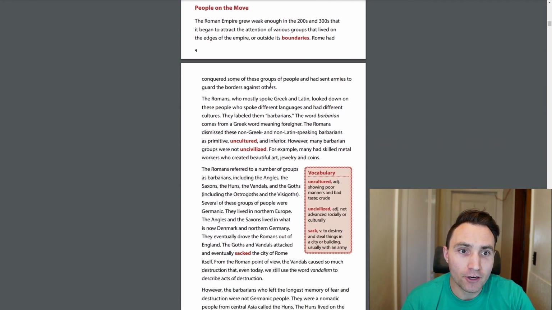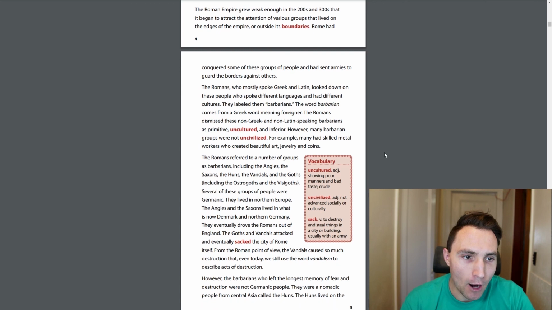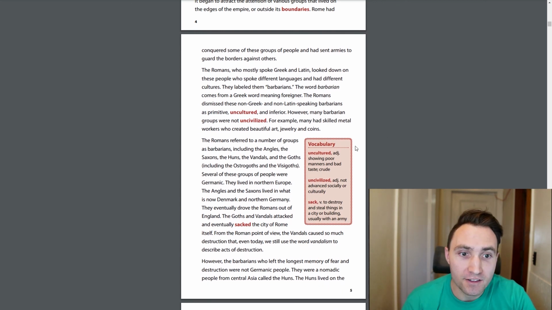So Rome had conquered some of these groups of people and had sent armies to guard the borders against others. The Romans, who mostly spoke Greek and Latin, looked down on these people who spoke different languages and had different cultures. They labeled them barbarians. The word barbarian comes from a Greek word meaning foreigner. The Romans dismissed these non-Greek and non-Latin speaking barbarians as primitive, uncultured, and inferior. However, many barbarian groups were not uncivilized.